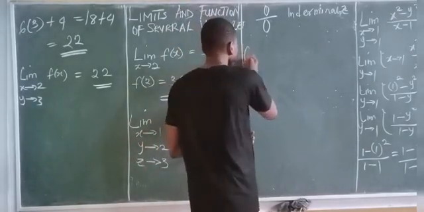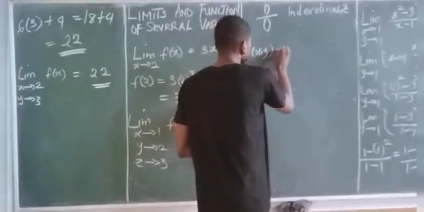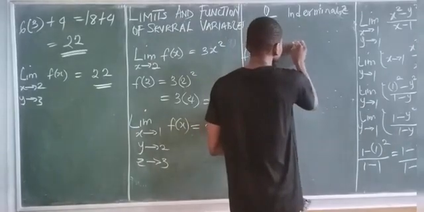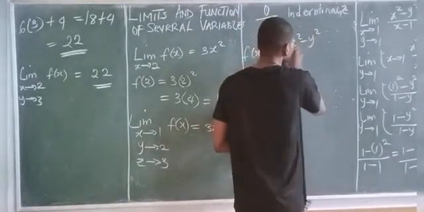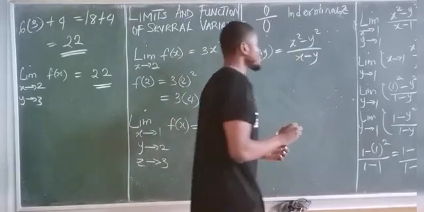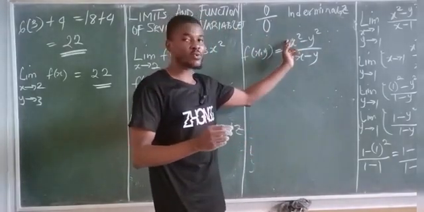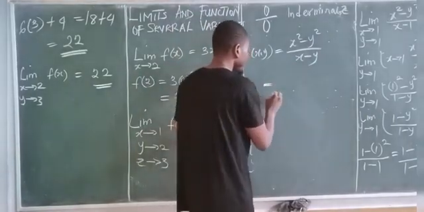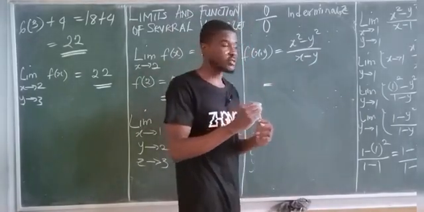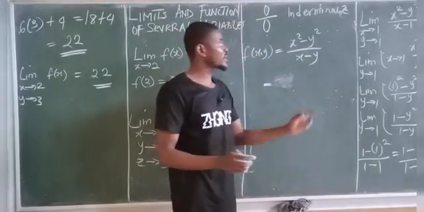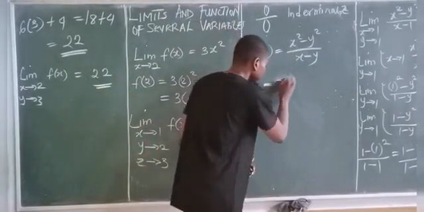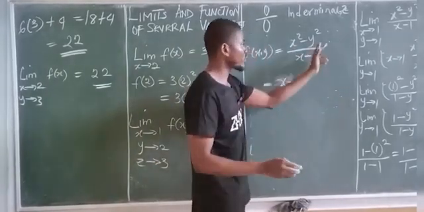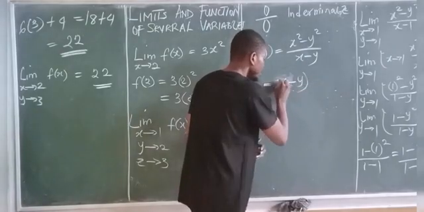We had the function f of xy equal to x squared minus y squared all over x minus y. We can actually factorize x squared minus y squared. If we factorize this numerator, this is a shortcut to factorizing it. Pick out one of the x, so I simply have x. Now bring the sign, which is minus. Pick out one of the y, so I simply have y. Close the bracket.